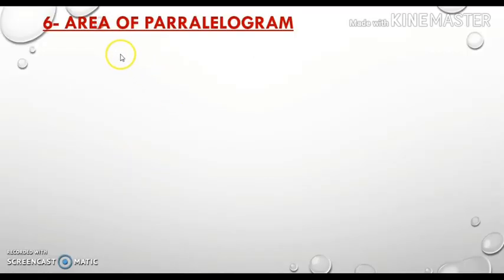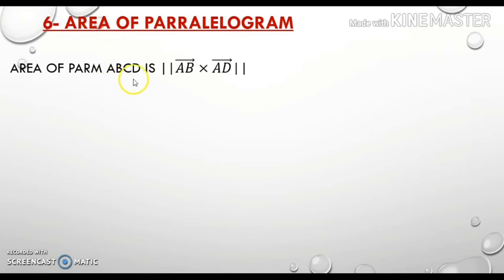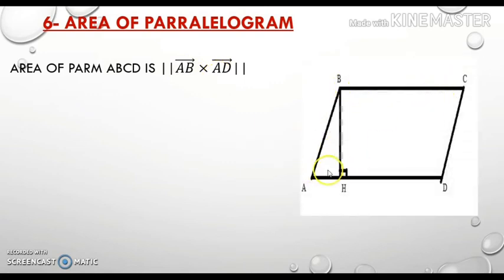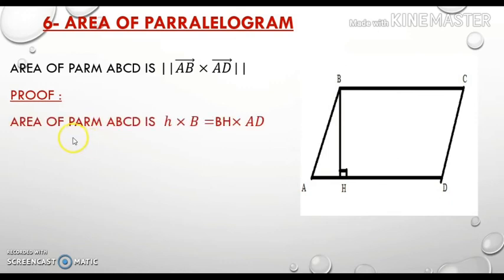Now, how to find the area of a parallelogram? Use the cross product. The area of a parallelogram ABCD is defined by the norm of the cross product of the vectors AB and AD. For this, take a parallelogram ABCD and let H be the orthogonal projection from B to AD. Then, we know that the area of parallelogram ABCD is height times base. Then it's equal to BH times AD. Let's prove that the quantity norm of AB cross AD is equal to BH times AD.